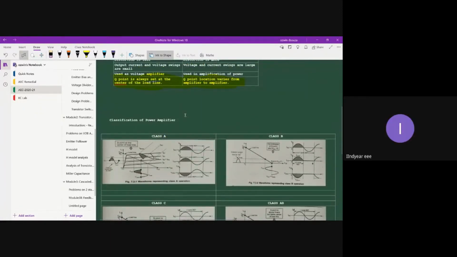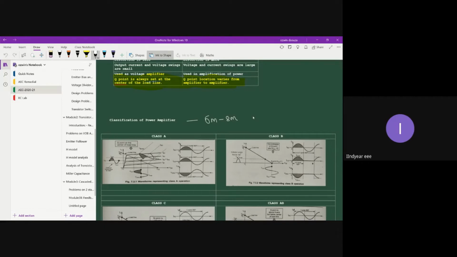Yes, sir. Okay, fine. So classification of power amplifier, which is very, very important. The difference they may ask or they may not ask, but classification of power amplifier, normally they will ask for 6 to 8 marks. Okay, all right.